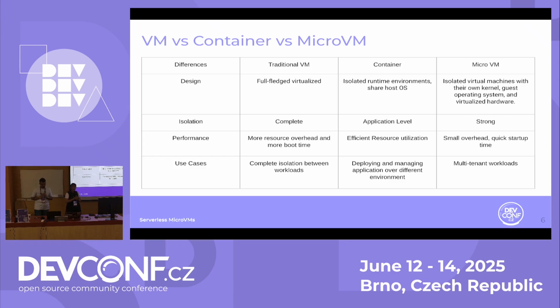Now, where can we use all these things? A traditional VM is basically used when you have stronger workloads. For containers, if you just want to manage your application with its dependencies, you can go with the container approach. And a micro-VM is best suited for multi-tenant workloads.